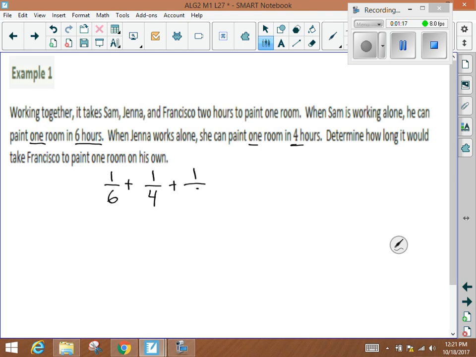And we don't know about Francisco. So Francisco is our variable. We're not sure about his rate. All right, we know that altogether it takes them 2 hours to paint one room, which means that they could paint half of a room in 1 hour. So now each of these things are set up in terms of 1 hour. All right, so we have to find a common denominator in order to solve this thing. The smallest number that is divisible by both 6, 4, f, and 2 is going to be 12f.